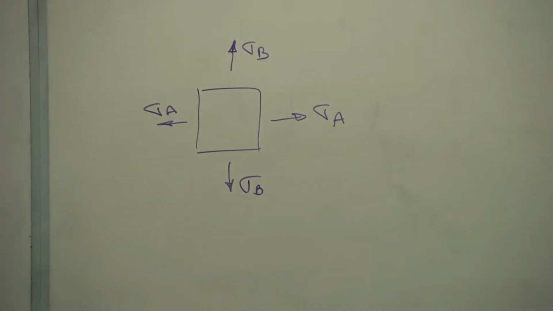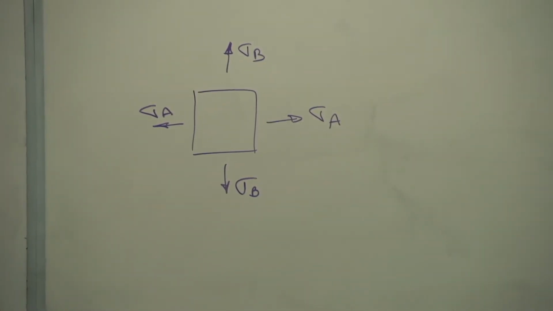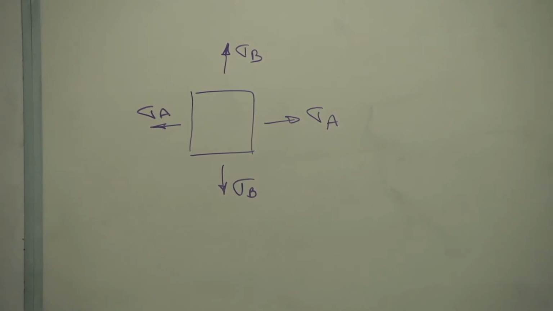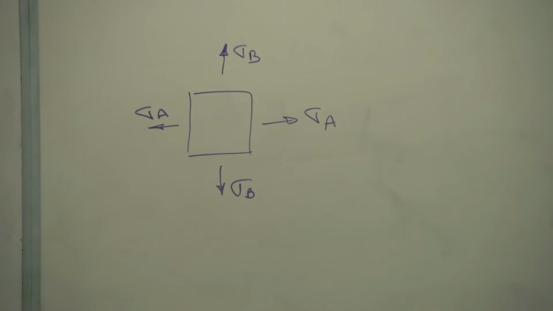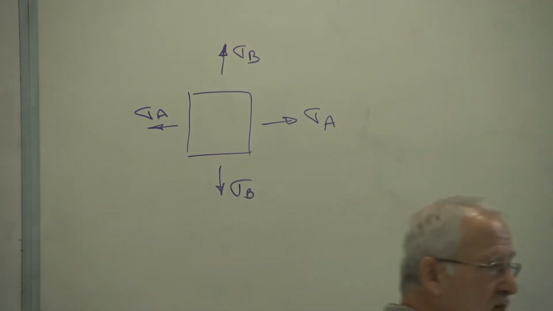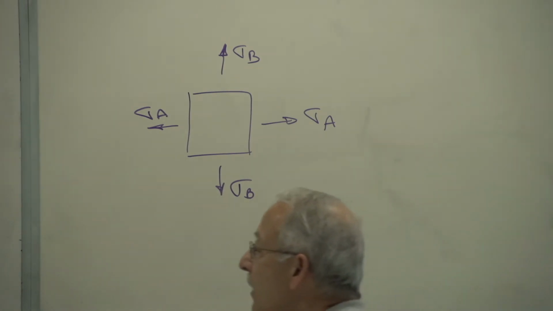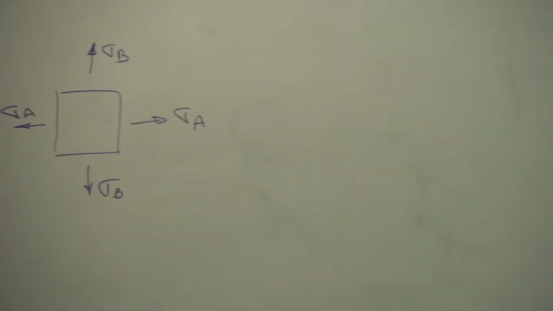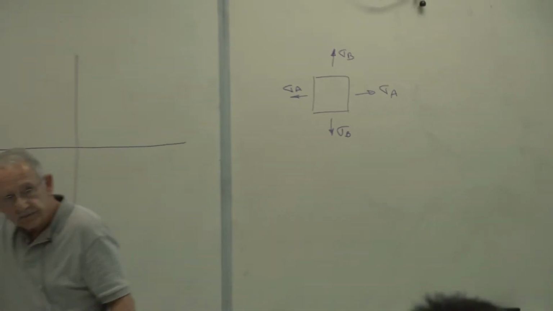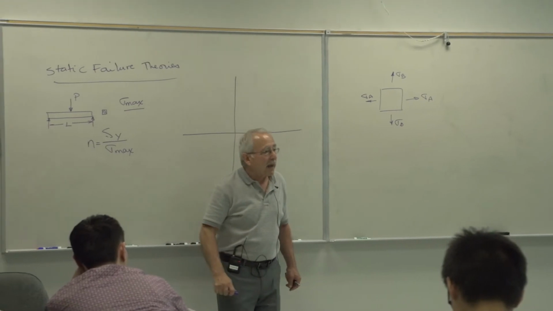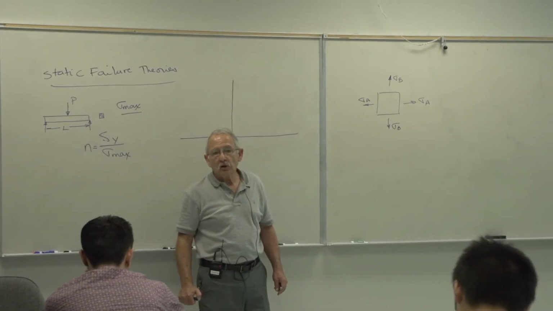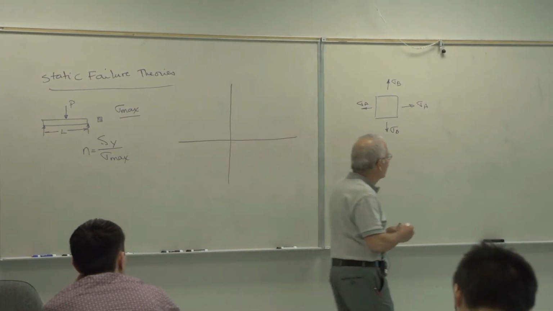Are these principal stresses? Why? Because there's no shear. That's right. There's no shear on those points. Therefore, these are principal stresses. The failure theory that you used is called the maximum normal stress theory of failure.